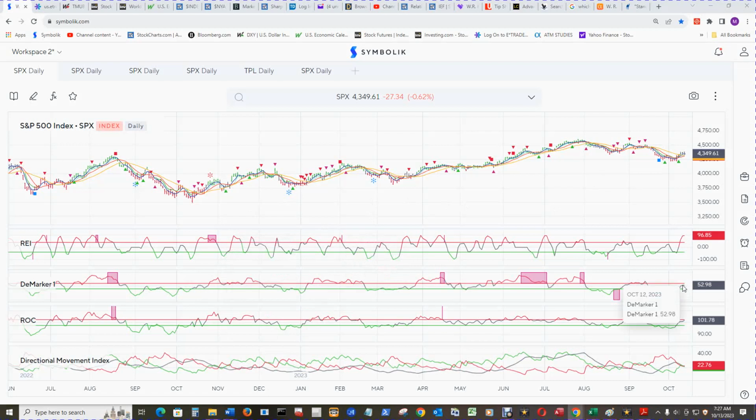Until that happens, this is in danger of rolling back over and going back under the oversold. As long as it stays within this region between oversold and overbought for the DeMarker 1, we're in good shape. Same thing with the ROC.